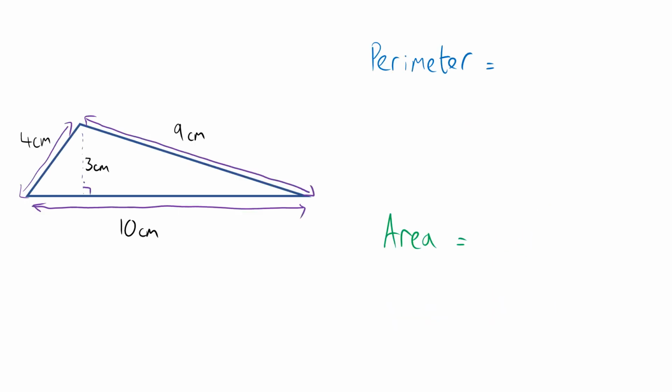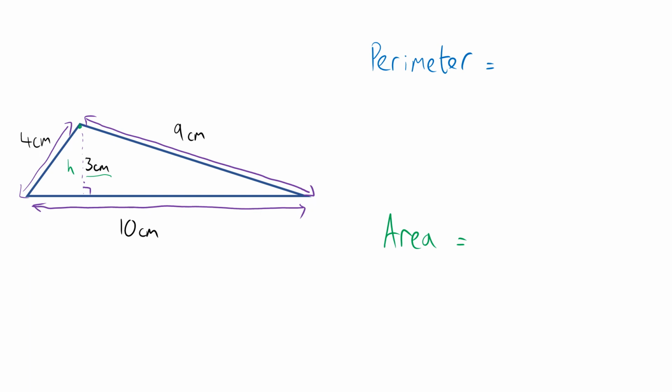Okay, so I've got a slightly different triangle here. I've got some measurements drawn on. So I've got a 4, a 9, and a 10 centimeters for the sides, but I've also got this length here marked on as 3 centimeters. Now this is the perpendicular height. So from the base, this line is at right angles and it goes to the highest point.